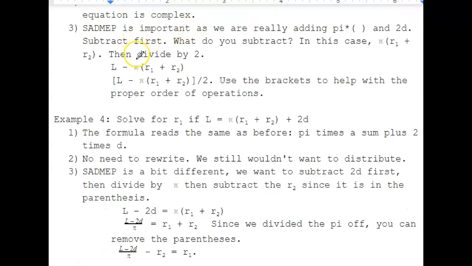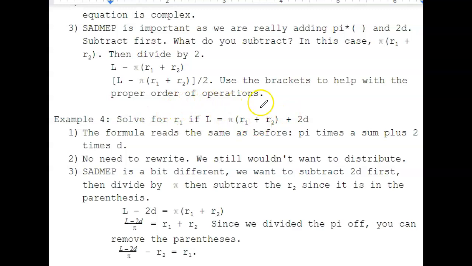Now remember, we never want to distribute, so I'm just going to leave this like this. If I distribute the pi, that's fine. I would distribute it maybe if I were going to evaluate this, but probably not. So I'm going to subtract that thing away, and then I have to get the 2 off of the 2D, so that means divide everything by 2. So it's this big thing, L minus whatever that is, all divided by 2, and that's it.